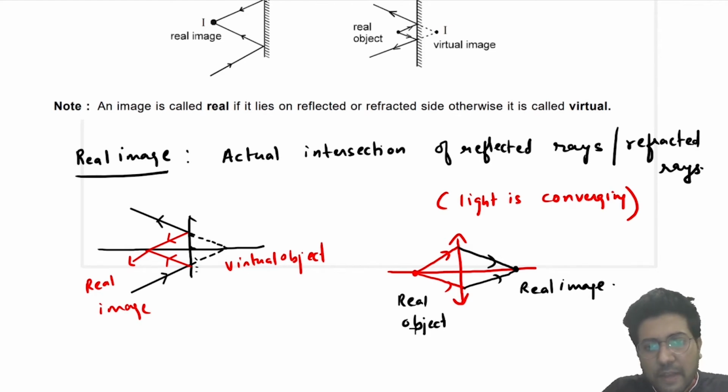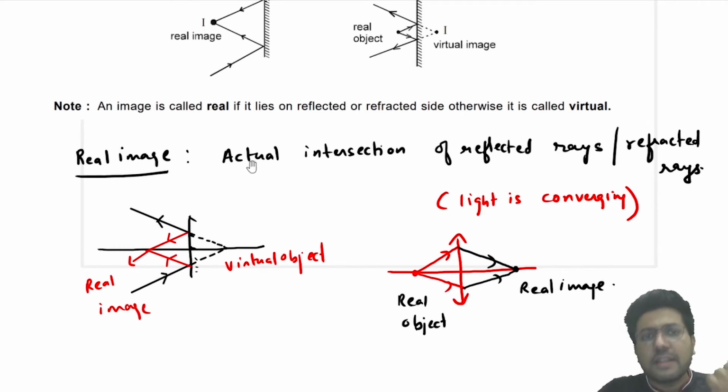Okay. When a real object will be formed, when a virtual object will be formed, all the cases we will discuss in detail. I am just showing you some examples now. We will discuss all of these cases in detail. Okay. Now again I'll repeat, what is a real image?